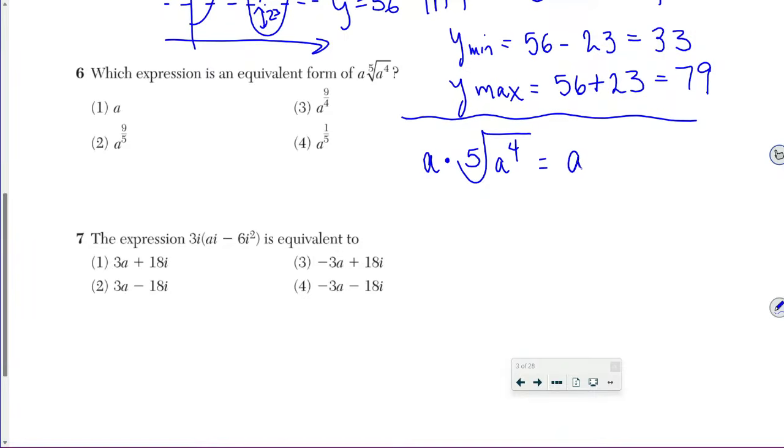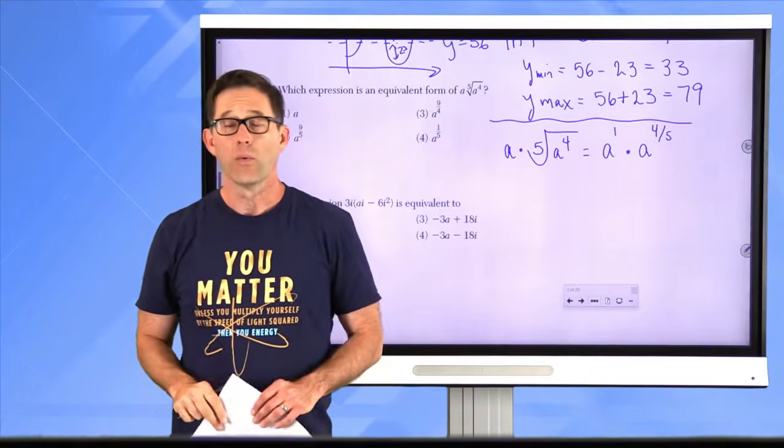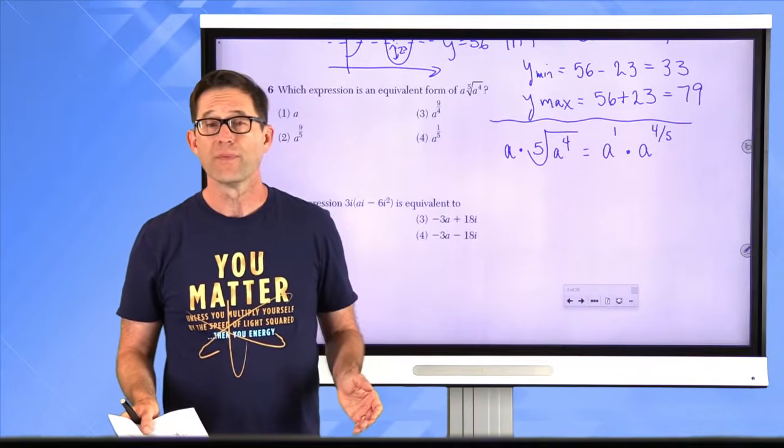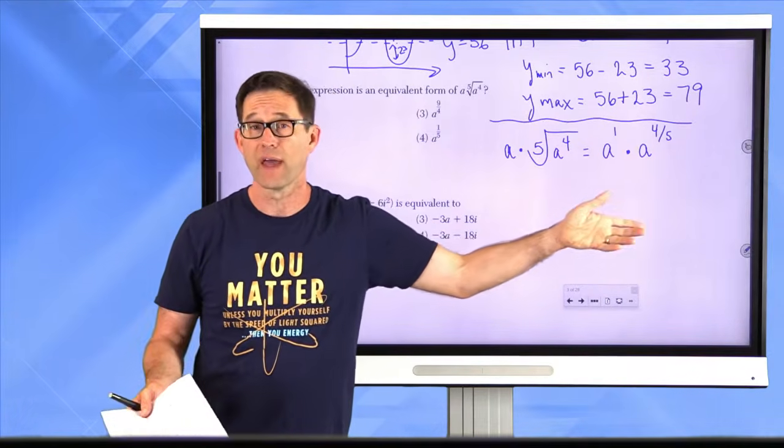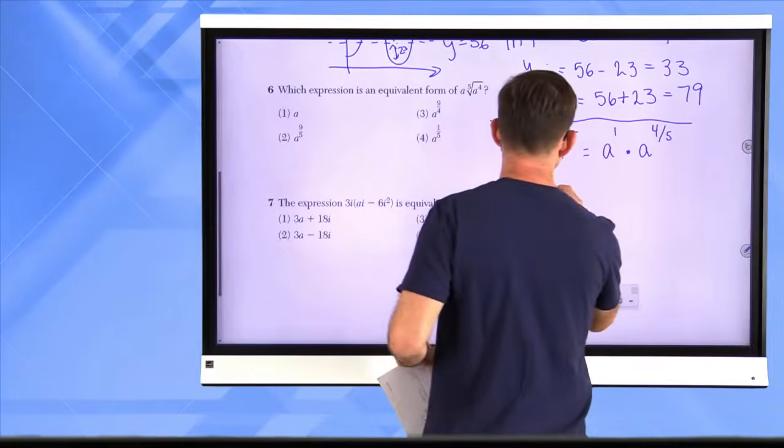Now, a is, of course, just the same as a to the 1st. And the 5th root of a to the 4th is the same as a to the 4/5. So we have this beautiful exponent rule that says if I multiply two things together that have the same base, and here they have a base of a, then I can simply add their exponents.